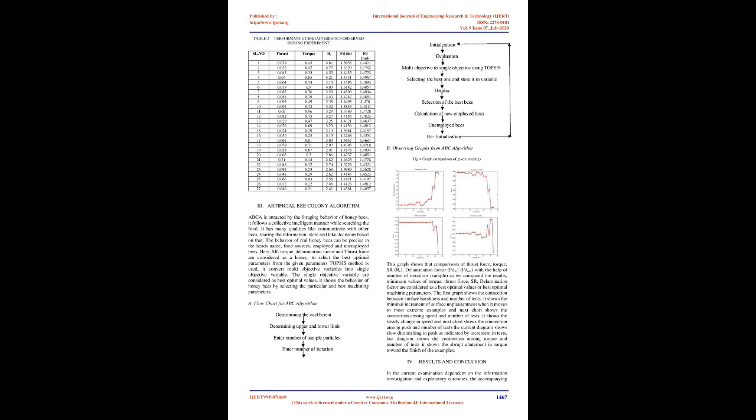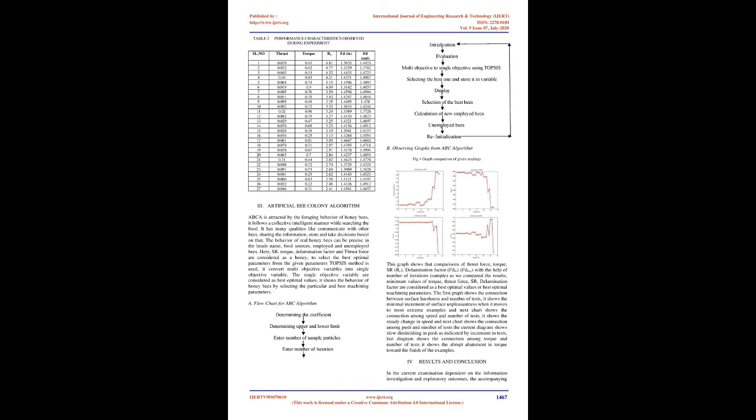Feed, diameter and speed are given as input, and outputs such as thrust, SR, delamination factor and torque are calculated from readings taken from the drill tool dynamometer and SR tester. These readings are given as input to the artificial bee colony, ABC, algorithm to get the best optimal machining parameters.